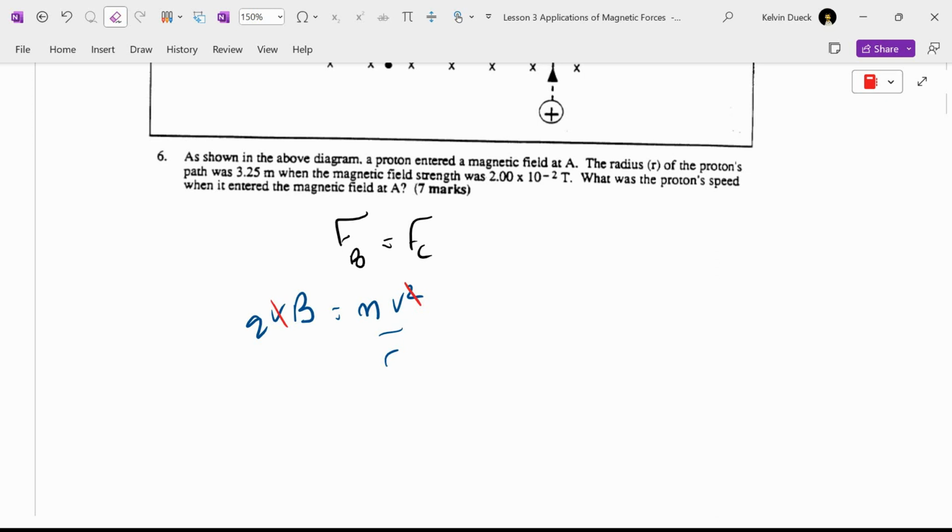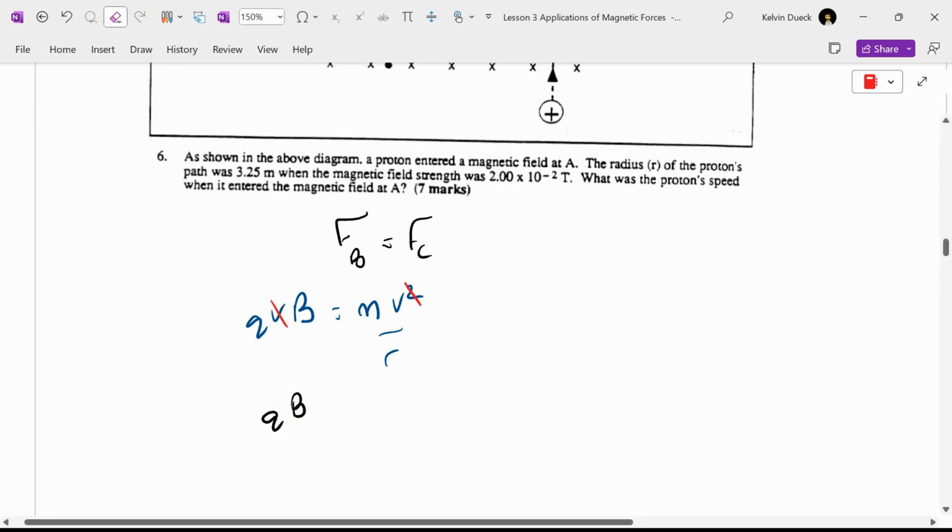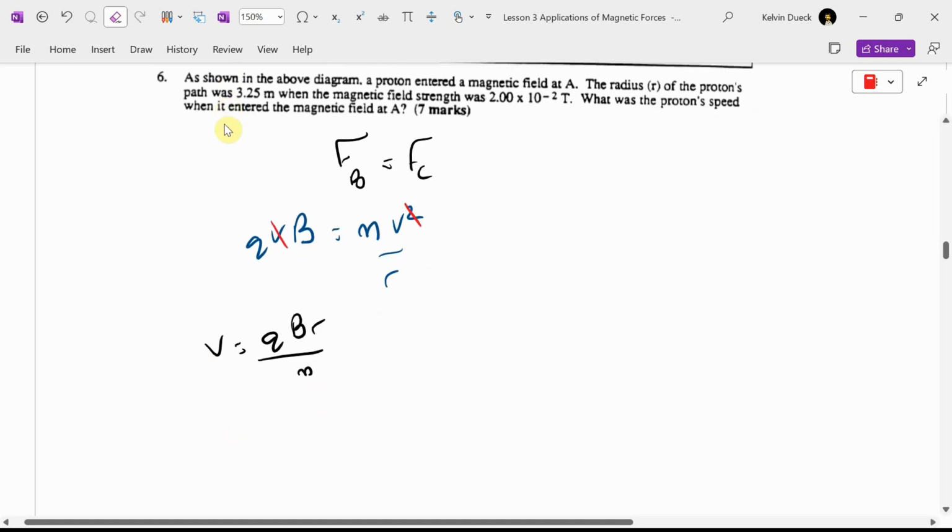Oh, how would I get the V? How will I move the M over? What's the M doing to the V here? Okay, how will I move the R over? So yet another equation. You're telling me QBR over M equals V? I agree. Okay. Q, it's a proton.